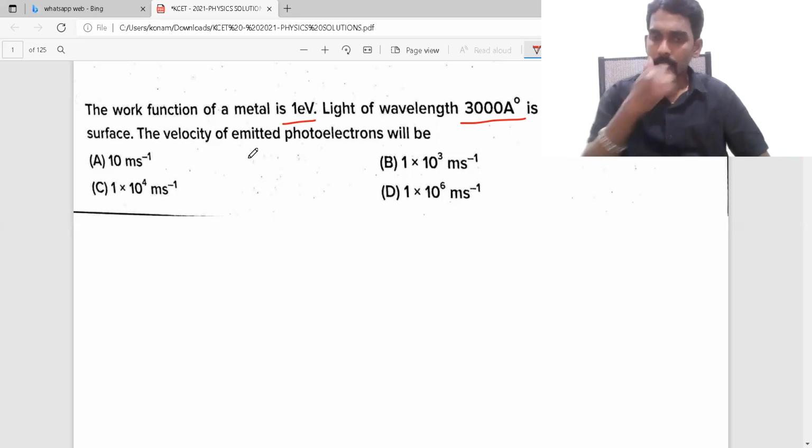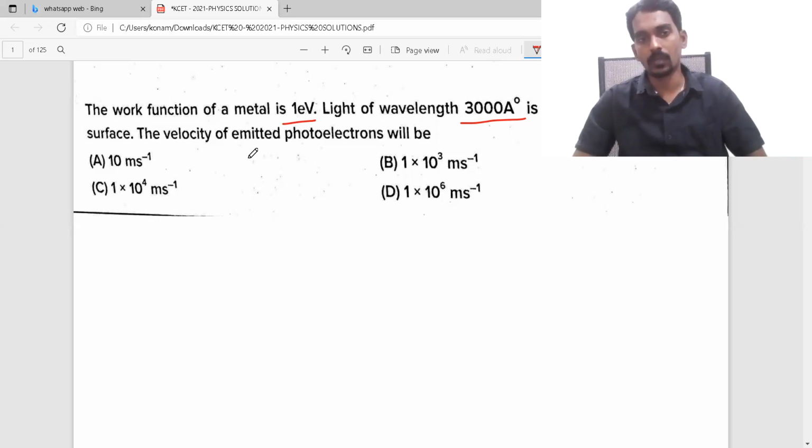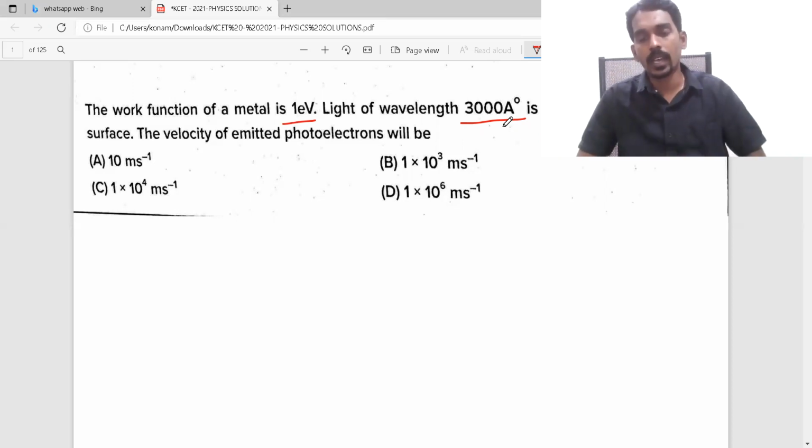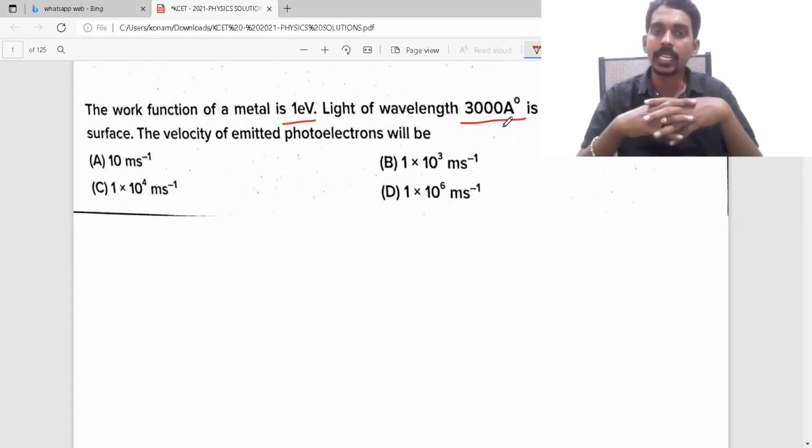If you have practiced at least 10 questions based on that equation, then this question will become easy, because here 1 electron volt is given and the wavelength is in angstrom. So you need one shortcut formula for photon energy. That is hc by lambda, but we take 12,400 by lambda with lambda in angstrom, so that you get the answer directly in electron volt. Then it is easy to subtract E and phi. That is the first thing.